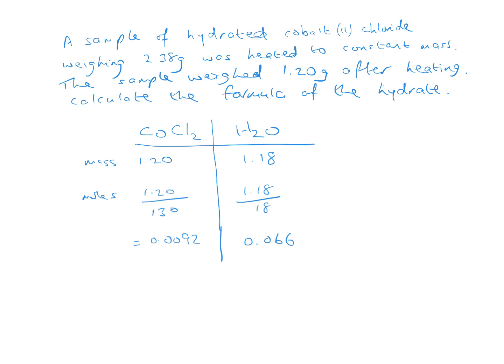I've got to then convert this into whole numbers. So I divide by the smallest number of moles, which is 0.0092. That'll turn that into 1. And that will give me 7 water molecules. So the formula for hydrated cobalt(II) chloride is CoCl2.7H2O.